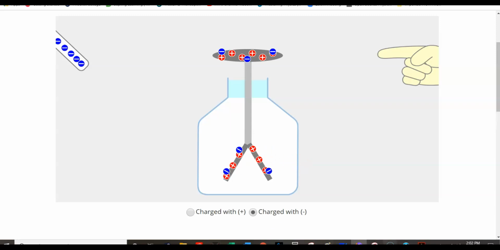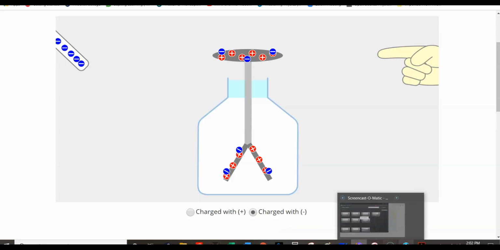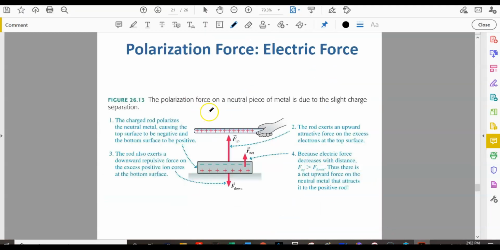Hopefully this is being informative for you. Both of these are dependent on polarization, and this is an electric force that comes out of this. Again, we're just going to call it an electric force right now, but in the next section, we're going to learn that this is actually called the Coulomb force.